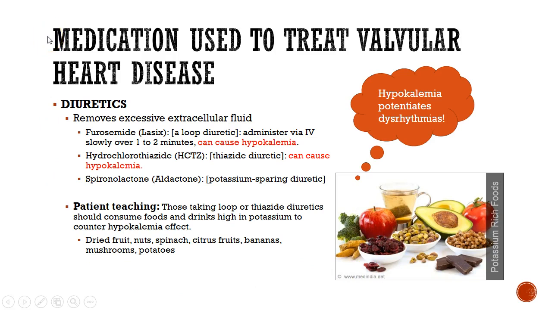So when we talk about medications, make sure you understand your medications to help treat valvular heart disease. Diuretics. Know that your class of loop diuretics and thiazide diuretics can cause hypokalemia with patients. And those are going to be the patients that you need to educate about foods that are rich in potassium. Your only really potassium-sparing diuretic that is used is Aldactone. And of course, this is the big reason of why we want to treat hypokalemia, is that it can potentiate dysrhythmias.